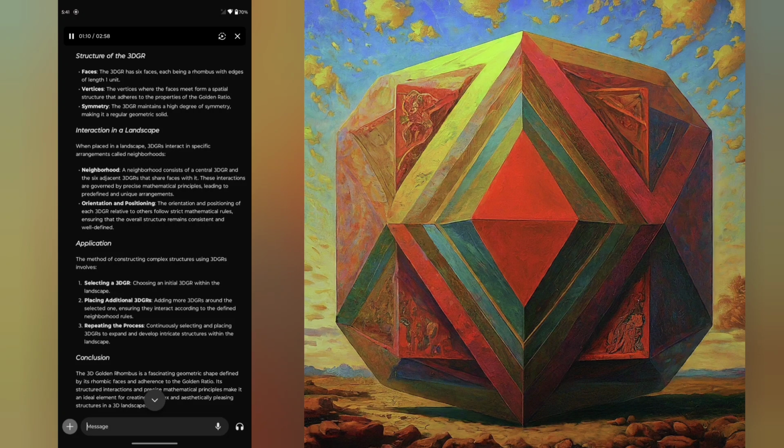The 3D-GR has 6 faces, each being a rhombus with edges of length 1 unit. Vertices. The vertices where the faces meet form a spatial structure that adheres to the properties of the golden ratio. Symmetry. The 3D-GR maintains a high degree of symmetry, making it a regular geometric solid.